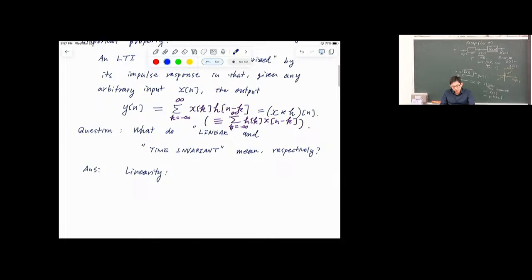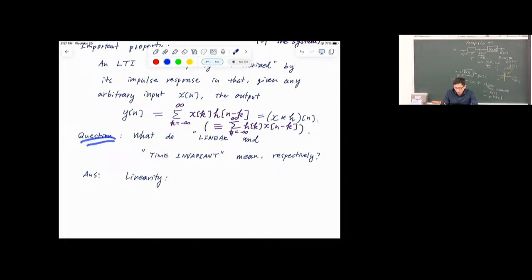But now it comes down to the question. We need to fully and accurately define what we mean by a system being linear and what we mean by a system being time invariant.